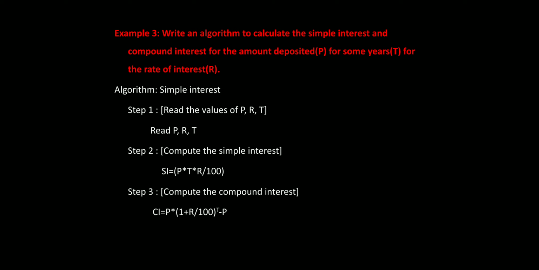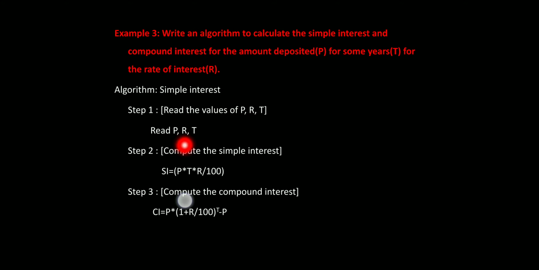Now we know that. Then we have to start writing the algorithm. First we start with the name of the algorithm, that is Algorithm Simple Interest. In the first step we read the value of P, R, T. Read P, R, T. This is the explanatory comment: read the value of P, R, T.